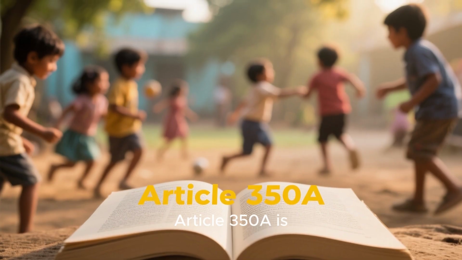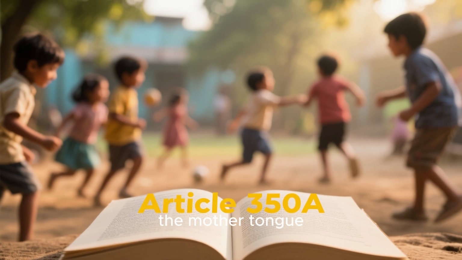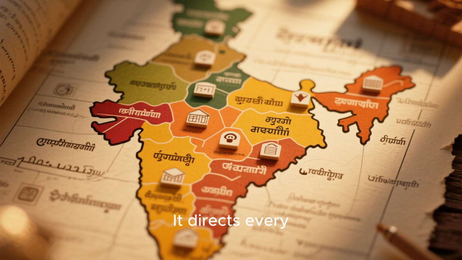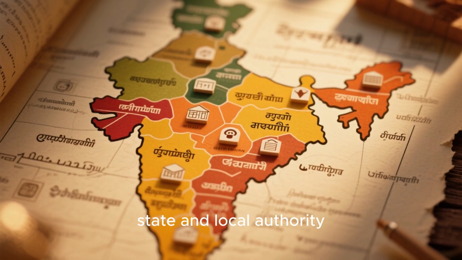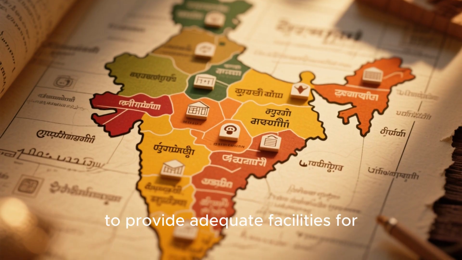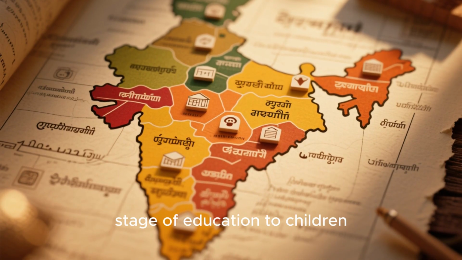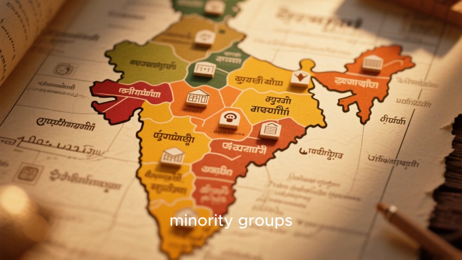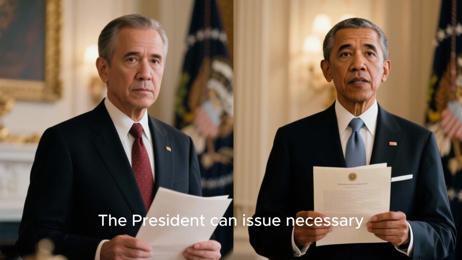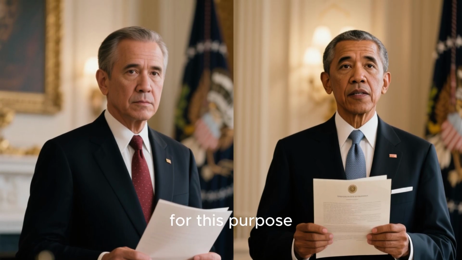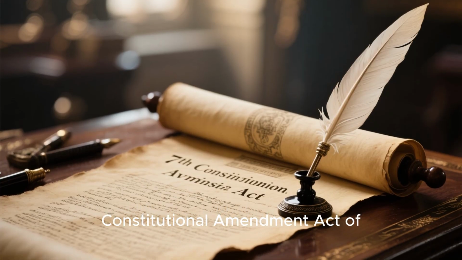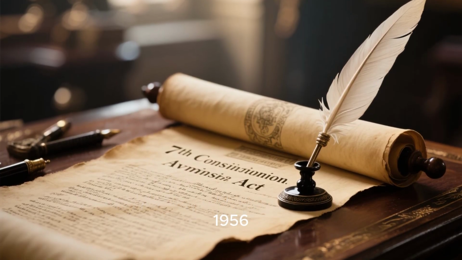Article 350A is about facilities for instruction in the mother tongue at the primary stage. It directs every state and local authority to provide adequate facilities for instruction in the mother tongue at the primary stage of education to children belonging to linguistic minority groups. The President can issue necessary directions to any state for this purpose. This was added by the 7th Constitutional Amendment Act of 1956.